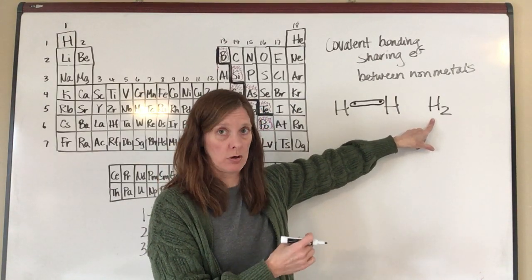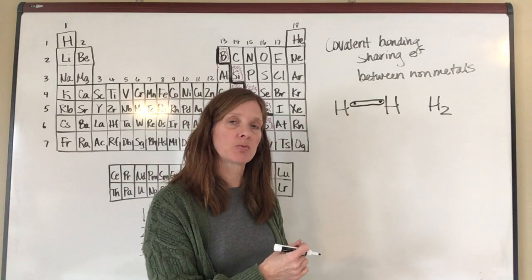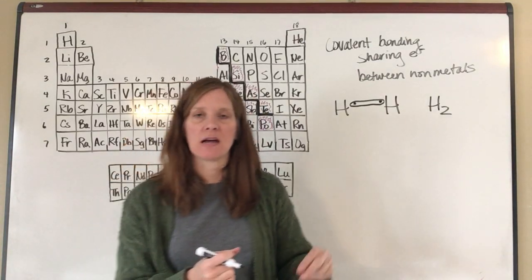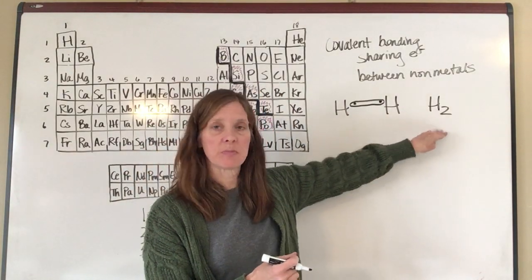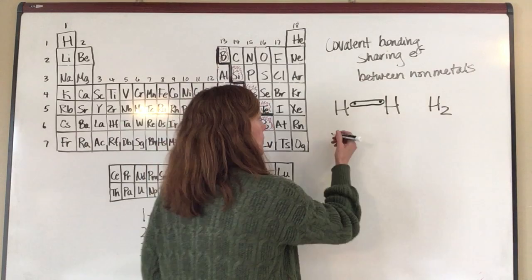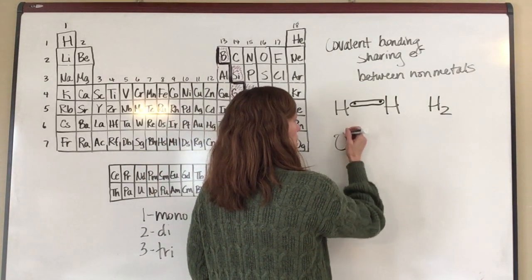So H2 is an example of a compound when atoms of the same type bond with each other. All of the compounds we looked at the last couple of days had 2 different types of atoms bonding to each other, but now we've got the same types of atoms bonding to each other. So what happens with something like oxygen?